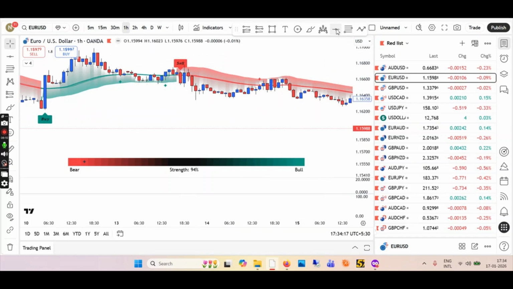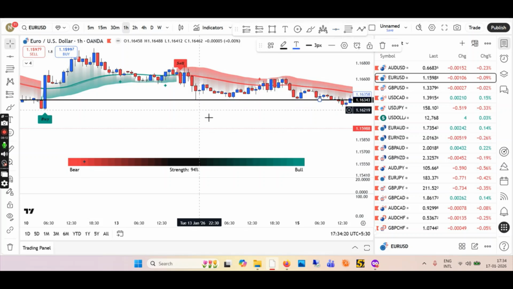So I'm going to draw my resistance here, and you see this new line. This line, which I just drew, has been touched. I mean, this is your new low. This is your support now. We will not trade until this support is broken, no matter how much the trend strength is. If it's above 90, yeah, you can maybe blindly trade, but I would not recommend that.